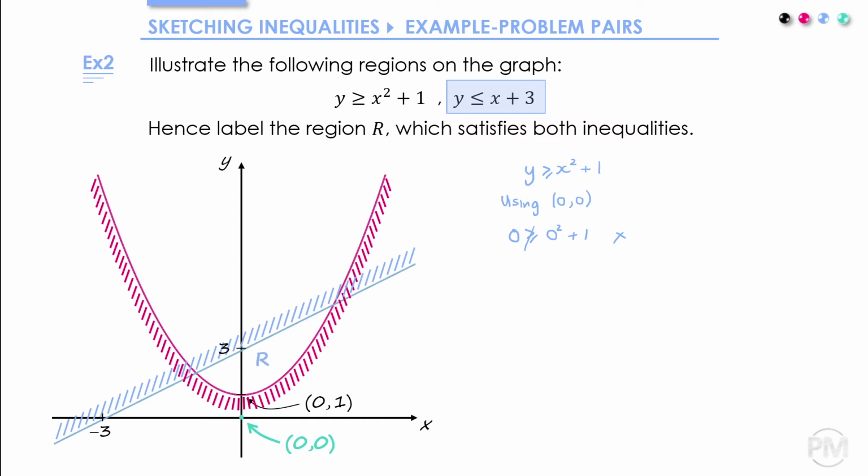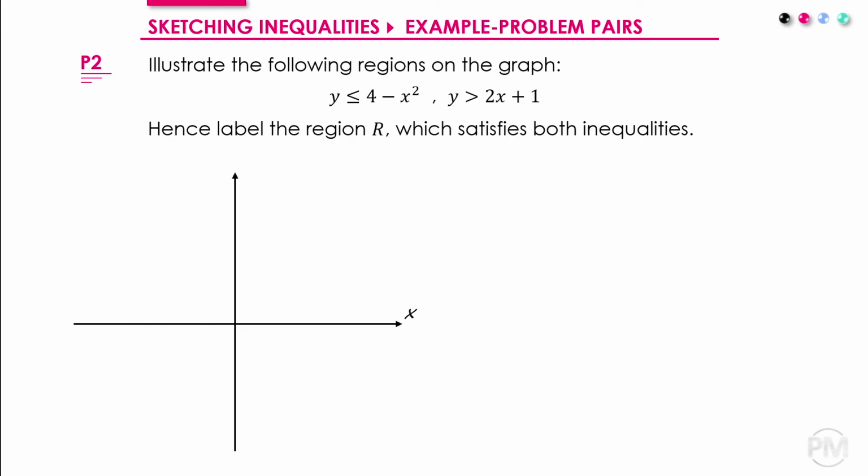So it's not too different to what you did at GCSE. All we've done is extended the topic to include quadratics. So have a go at problem 2 for yourself. Sketch the graphs and then label the region that satisfies both inequalities R. When you've had a go, come back and check your solution.